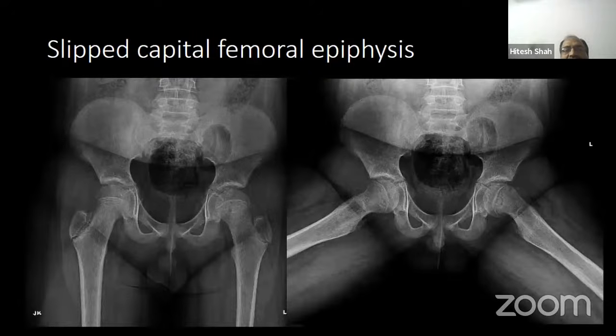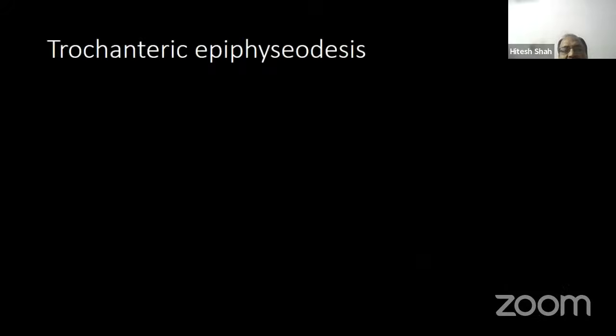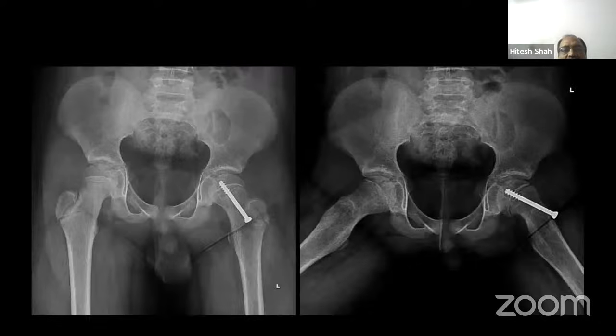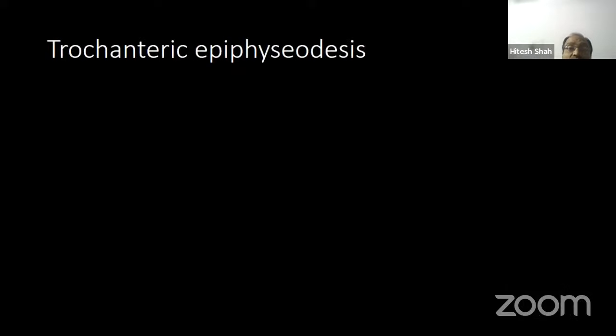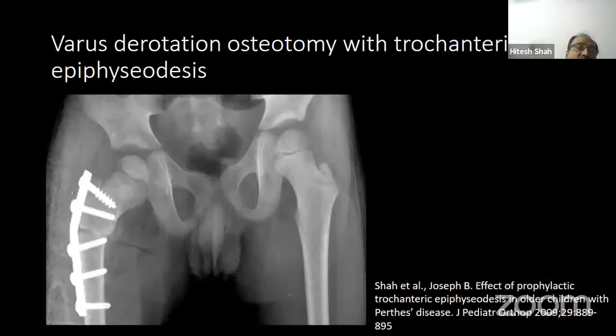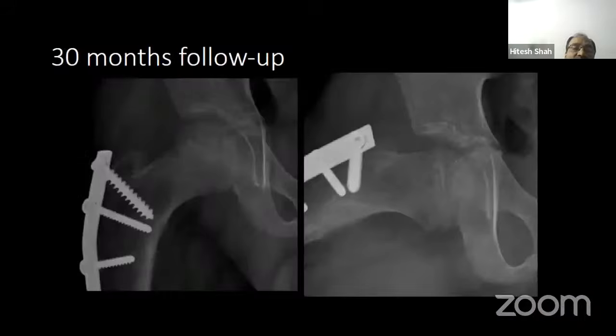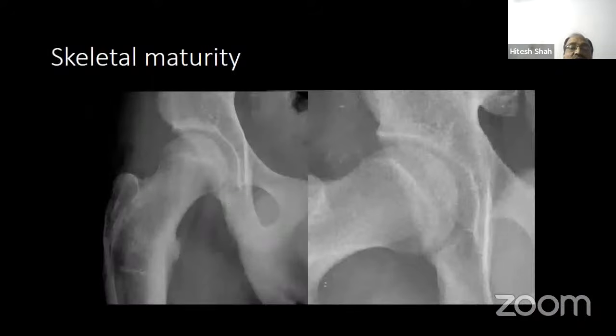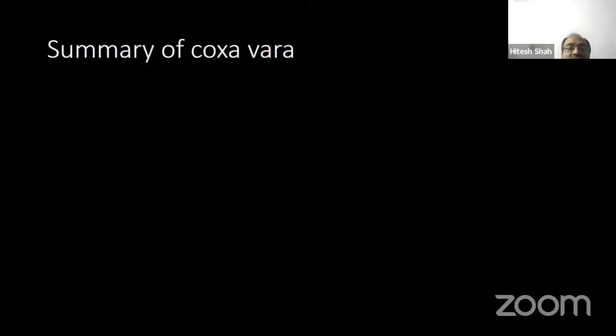As I said, in slip capital femoral epiphysis, a patient presents very early like this with a very, very mild slip. If you fix with screws, at skeletal maturity it has been maintained in the same position, and it cannot lead to a functional Coxa Vara or a true Coxa Vara. Or we can do a trochanteric epiphyseodesis. Whenever we do, as I said, the Perthes, we do about 20 degrees of varus, and whenever we do about 20 degrees of varus, we can do trochanteric epiphyseodesis in order to prevent true greater trochanteric overgrowth.